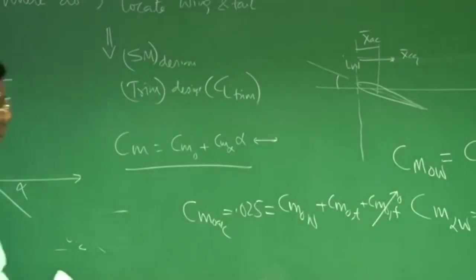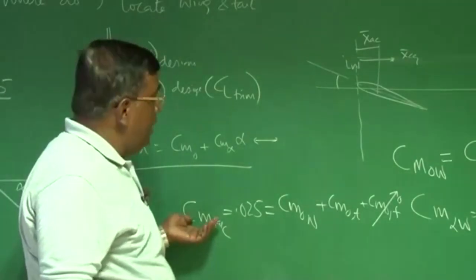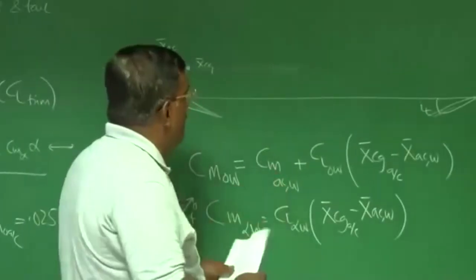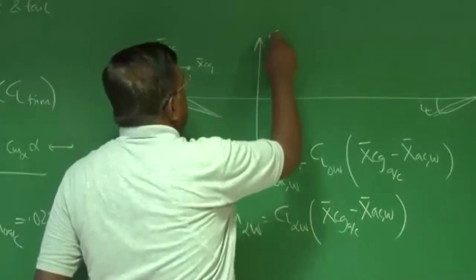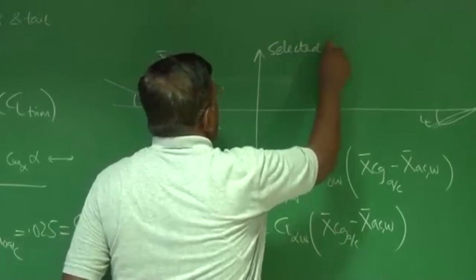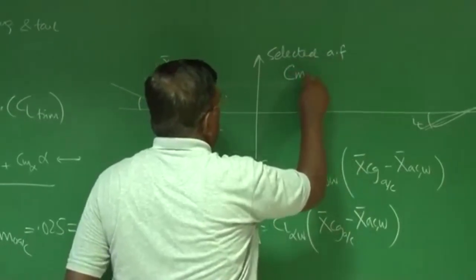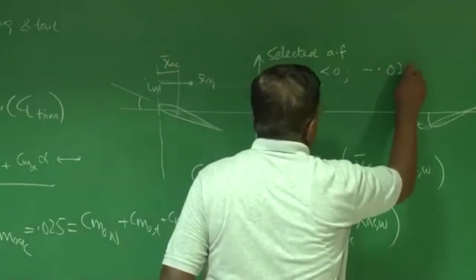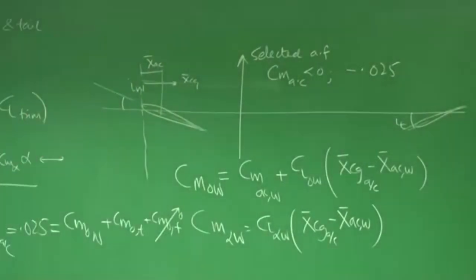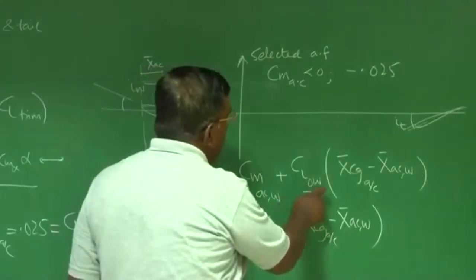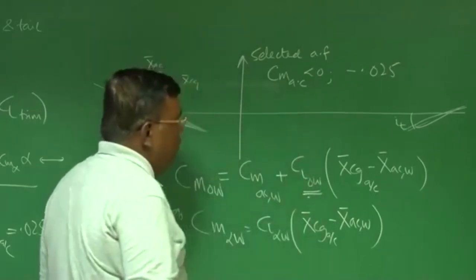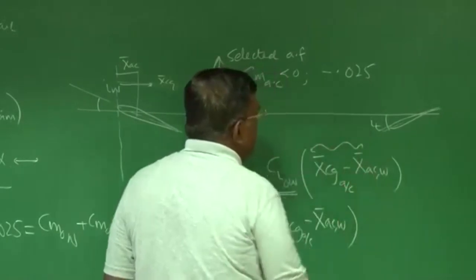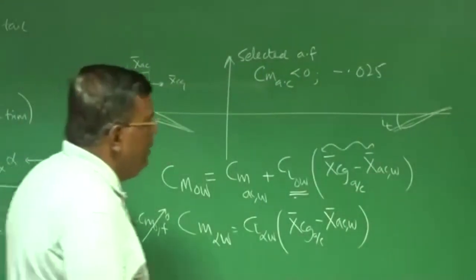If I want to see CM0 of the aircraft, I need to know CM0 of the wing. And CM0 of the wing is CMAC wing. This value I know because I have selected an aerofoil. The moment I select a cambered aerofoil, I know CMAC is less than zero. Let's say that value is minus 0.025. Now, the CL0 wing I also know because I have selected an aerofoil. So now it depends on me how I locate the AC of the wing vis-a-vis the CG of the airplane.